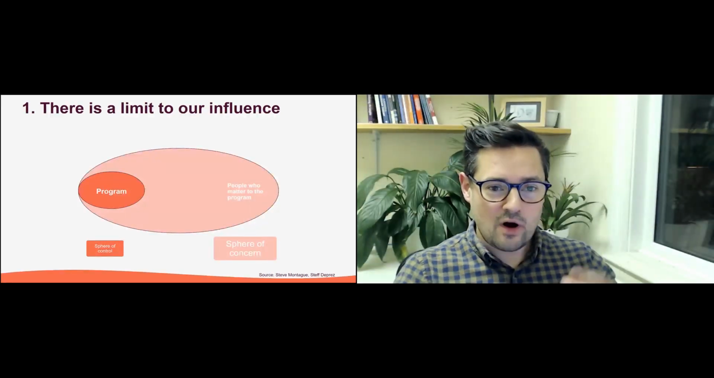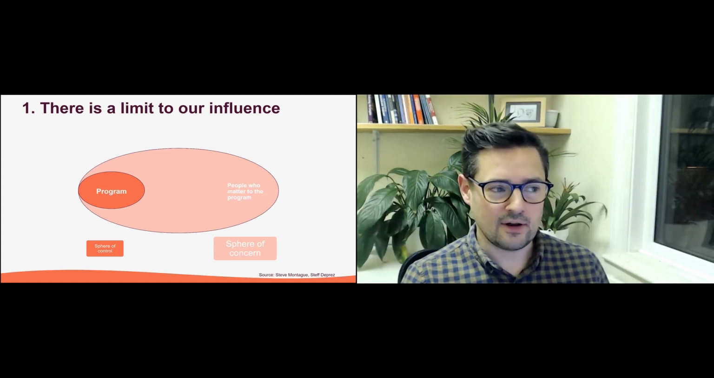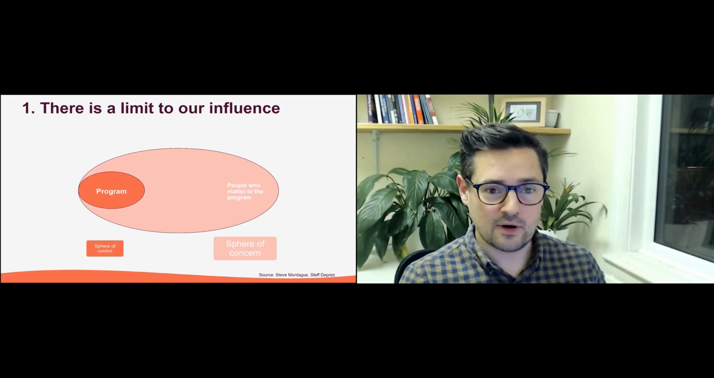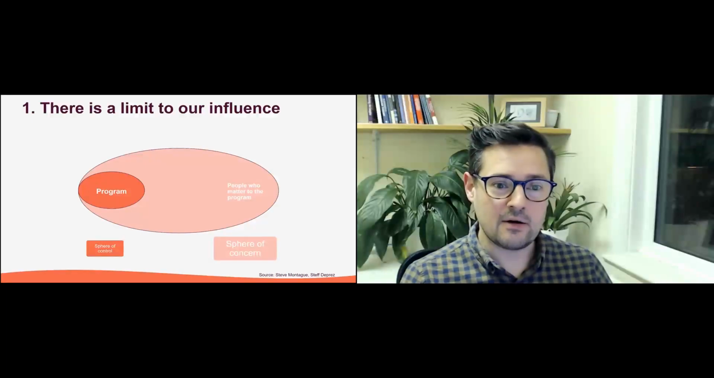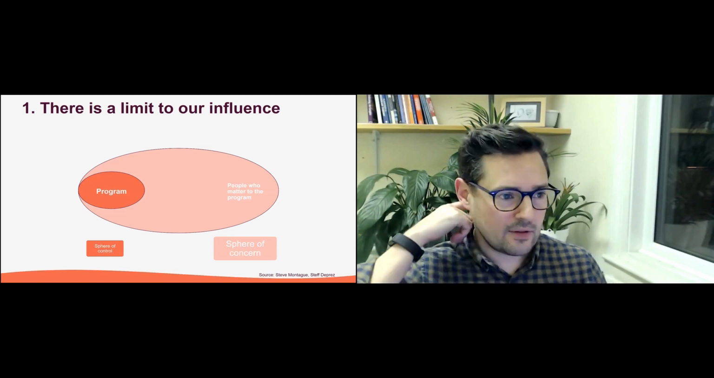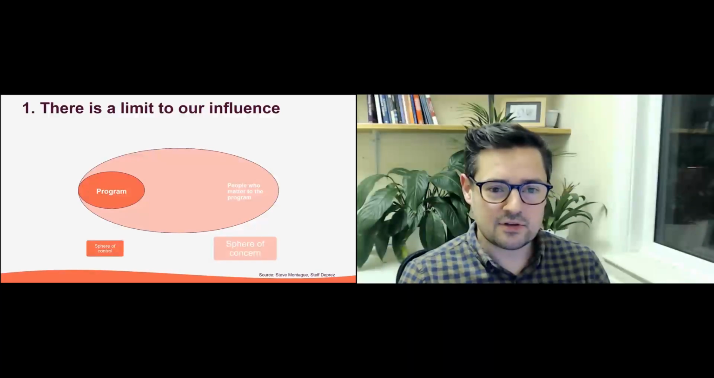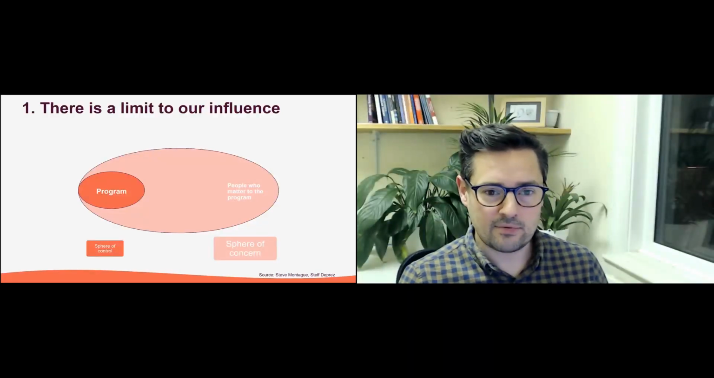That sits within a wider world, the world that we're most concerned with. We call this the sphere of concern. And within this world, there are people that matter to us, the ones that we care most about, that we want to see some kind of improvement in their life, improvement in well-being, improvement in organizations, improvement in the policy landscape around them. That's the raison d'etre of why our program, our project exists.